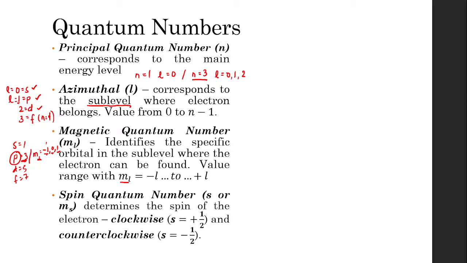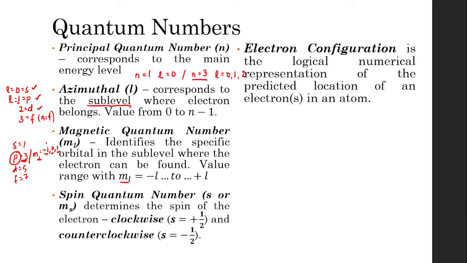And the last quantum number that we have is called the spin quantum number, or M sub S. And this is determined depending on the spin of the electrons. For electrons that are spinning clockwise, we usually denote a positive 1/2, and for electrons that are going counterclockwise, it has an S value of negative 1/2. So these are the 4 quantum numbers that we use to describe the behavior of the electron.